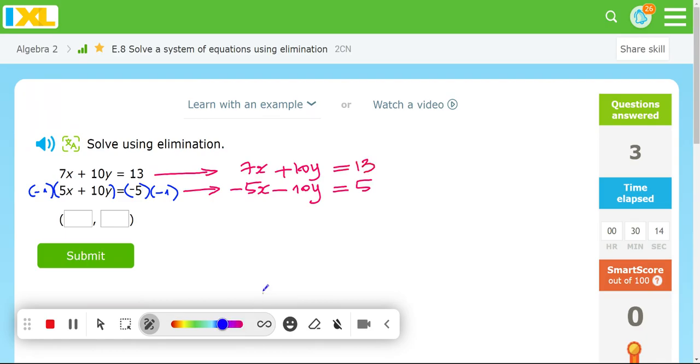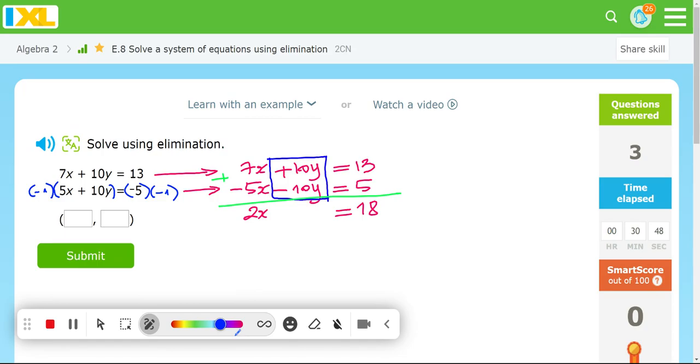Do you see two opposite terms now? Yes, they are right here. So if you add these two equations, they should cancel out the 10y and negative 10y. So let's add them together. 7x subtract 5x, what is it? 2x. 13 plus 5, 18. You're almost done here.